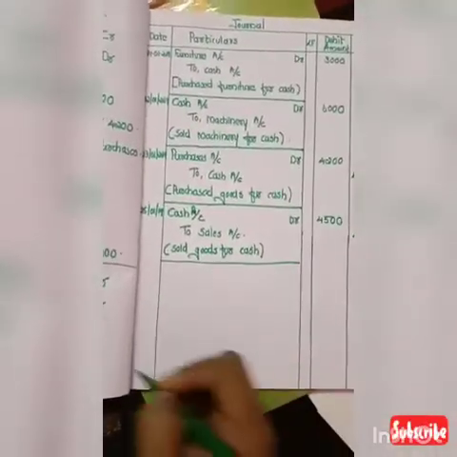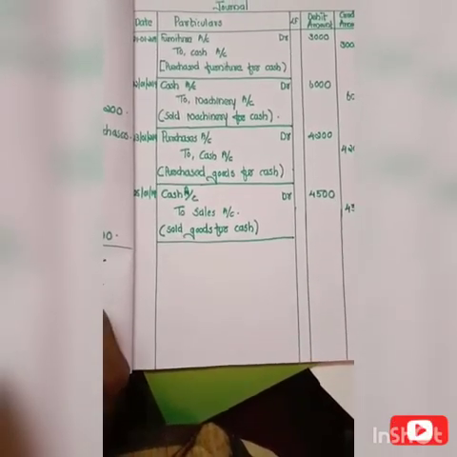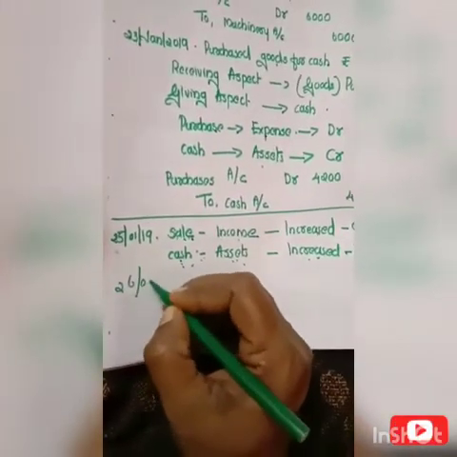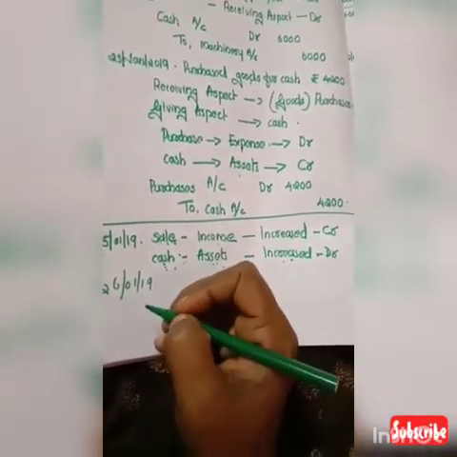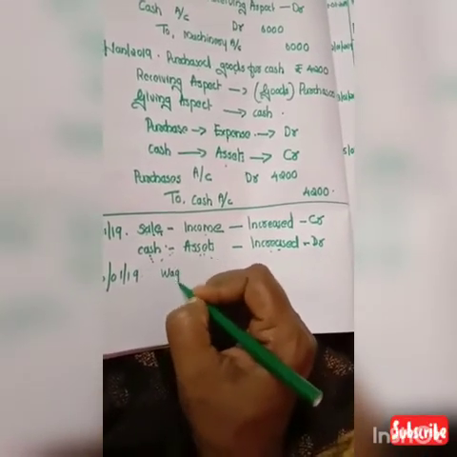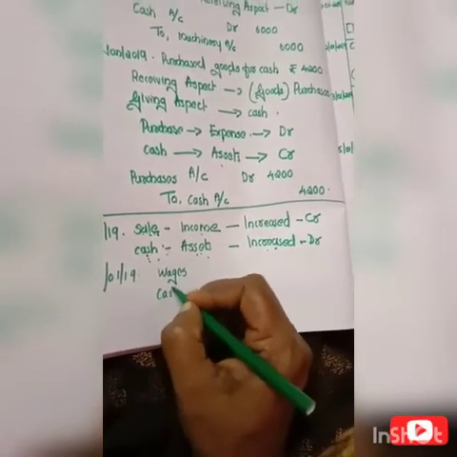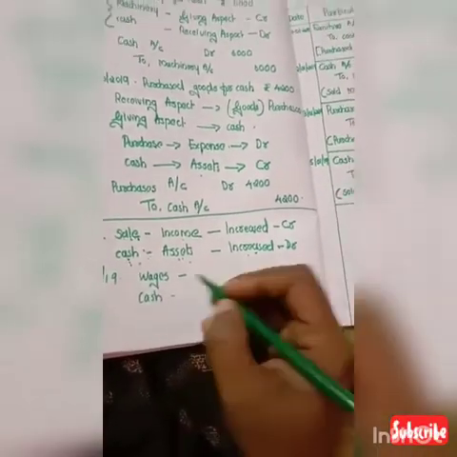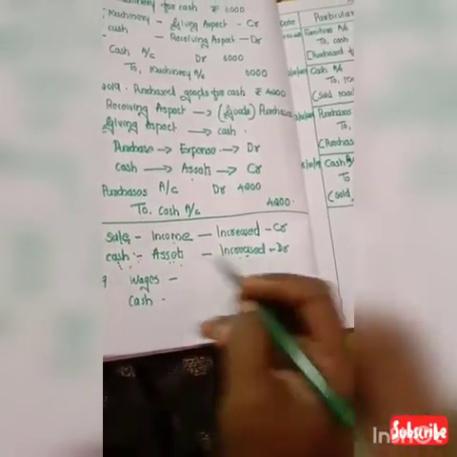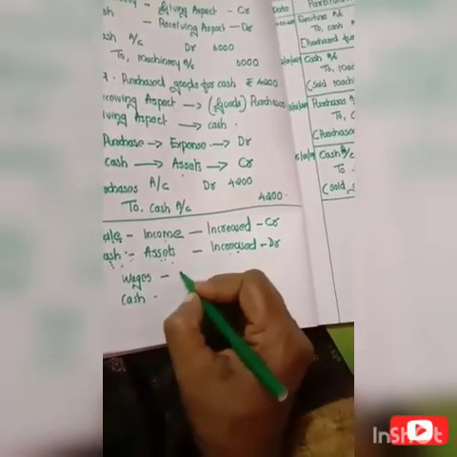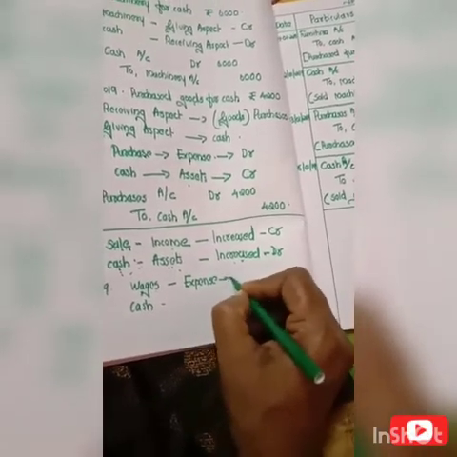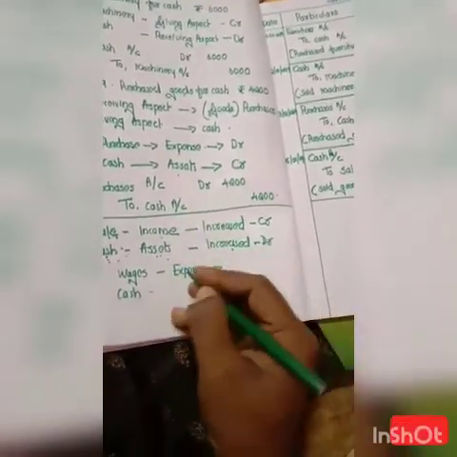Then the next transaction, paid wages on 26/01/2019. Paid wages rupees 300. Here two items are there, wages and cash. Two aspects are there: payment is the giving aspect and there is a receiving aspect. Wages is an expense. Wages is a form of direct expense. Then cash is also an asset.